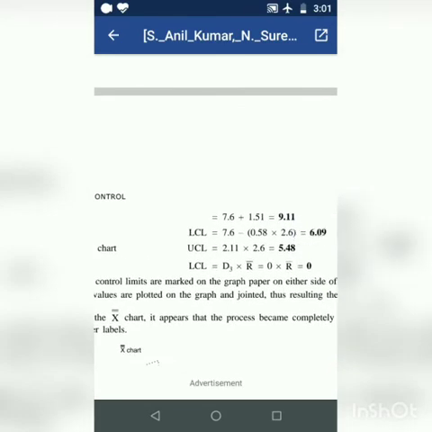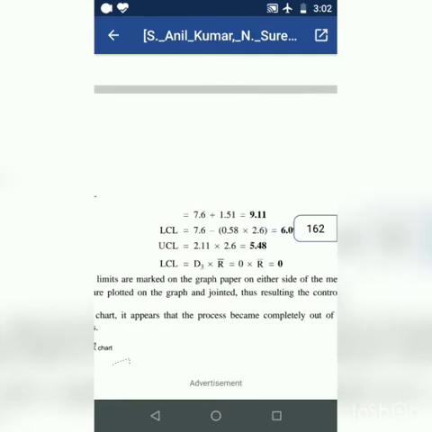and similarly for the lower control limit it is 7.6 minus A2 value that is equal to 0.58 into R bar value 2.6, which is equal to 6.09. So here you can see that the upper control limit will be at 9.11 and the lower control limit will be at 6.09, and these values will be used in the mean chart. We will construct the chart on the graph, you will see later in this video.